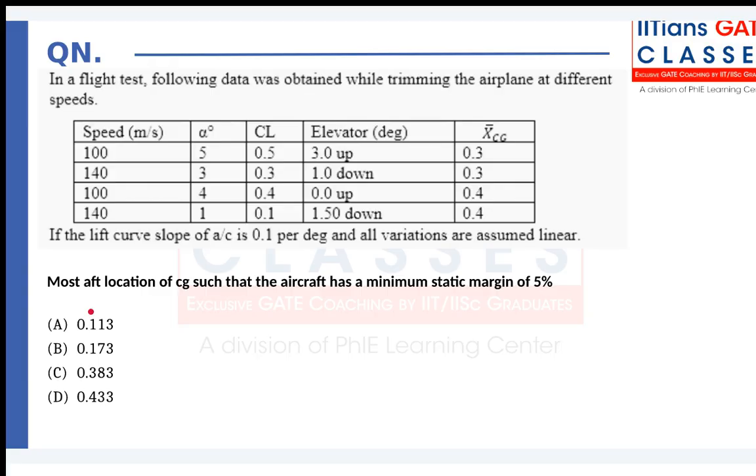Let's just see. So static margin is x bar np minus x bar cg. Static margin is 0.05. X bar np is 0.433 minus x bar cg. So it's straightforward from here, right? All right, let's go to the next question. Yeah, so answer is C.